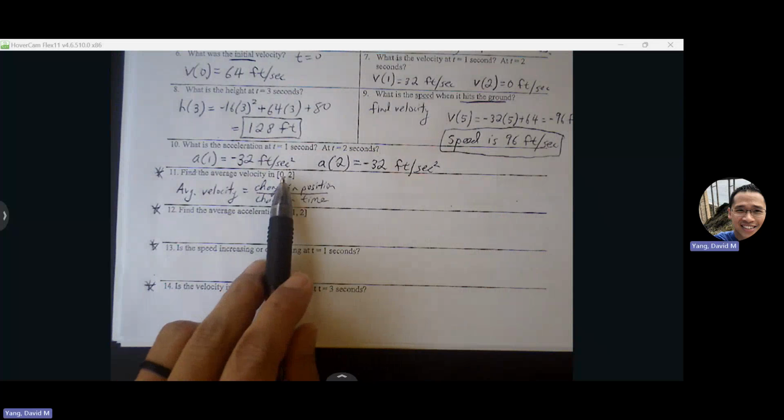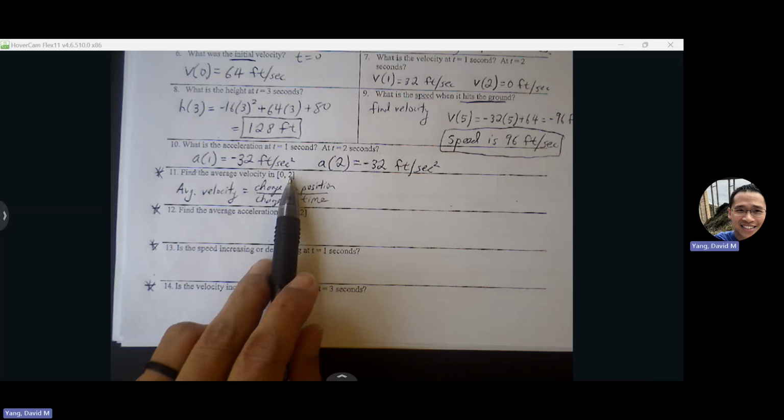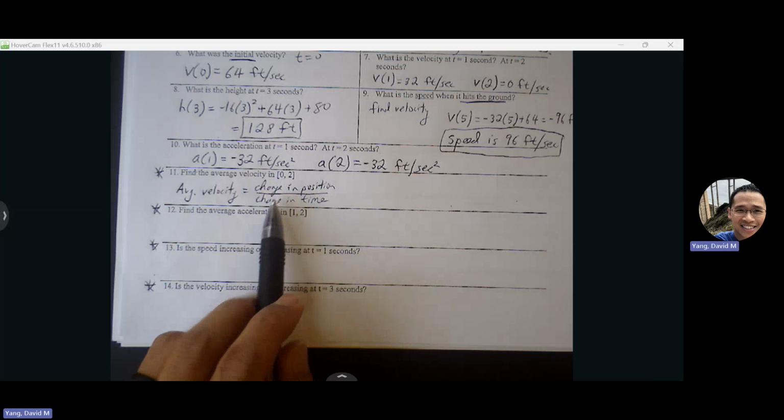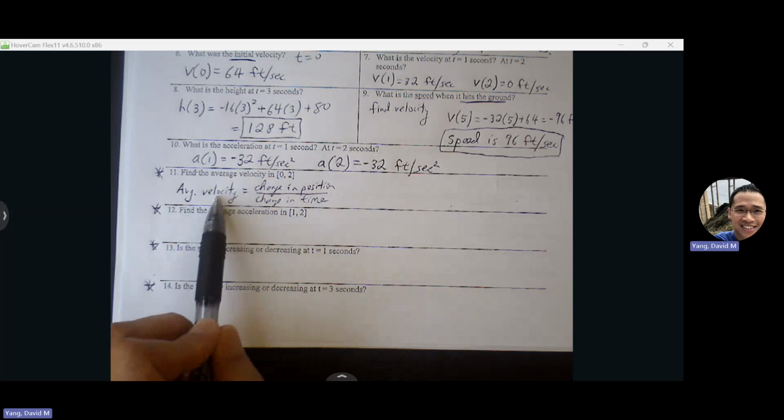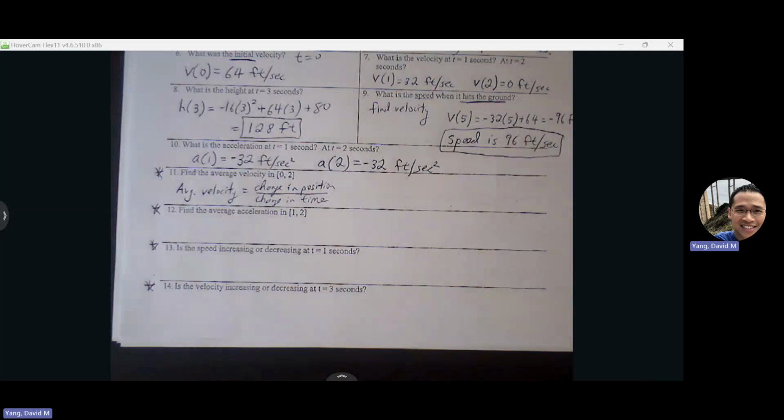But we're just going to do h of 2 minus h of 0 over 2 minus 0. So we're not going to touch velocity at all. If we're not careful, your tendency is you see the word velocity, you want to use velocity, but you're going to use the function above it. So it's going to be h of 2 minus h of 0 over 2 minus 0.